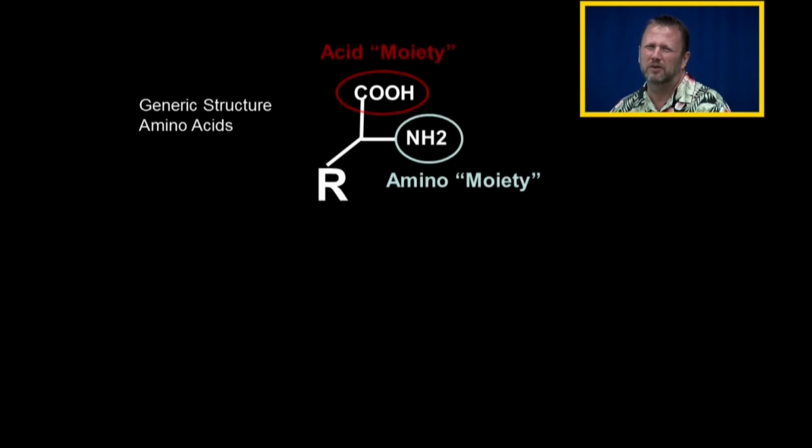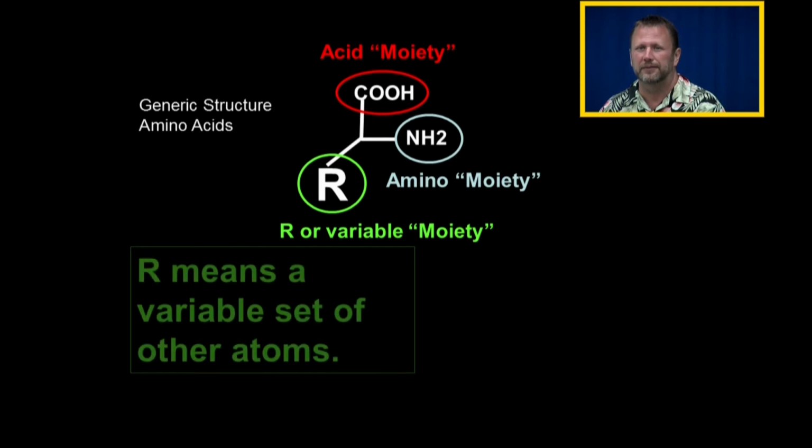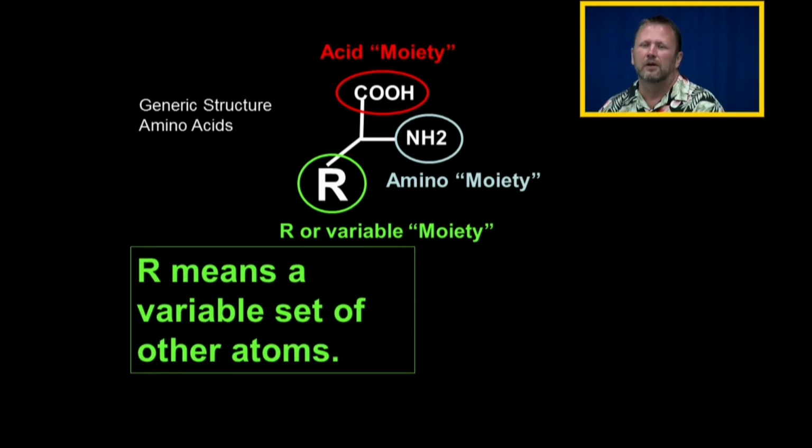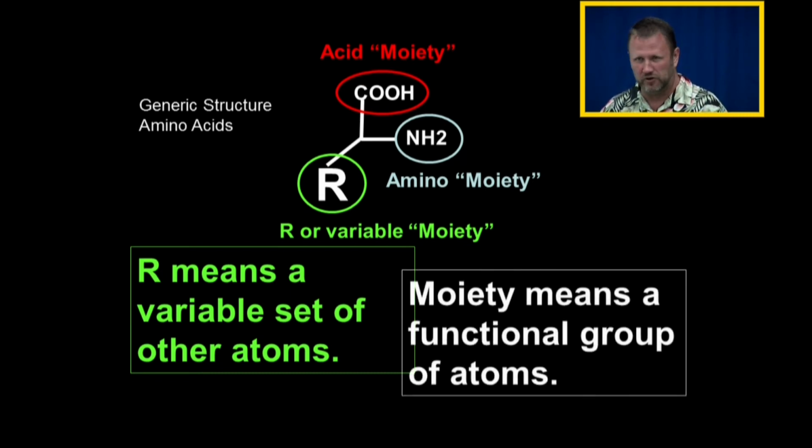The amino, the acid, moiety is a word we're not going to use in this class, but they throw it around in chemistry because it's just fun to say. You can practice saying moiety sometime. And R is the variable group. I will ask you this on the quiz and the test. You'll see. I think I mentioned R just means it's a variable group. Right? Moiety means a functional group of atoms.